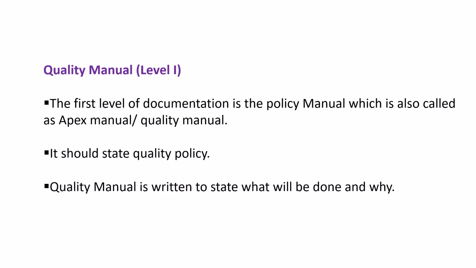So, level 1 is the quality manual. It's the first level of documentation, and it is also known as the quality manual, which is an APEC manual or the quality manual. It should state the quality policy. The quality manual is written to state what will be done and why.